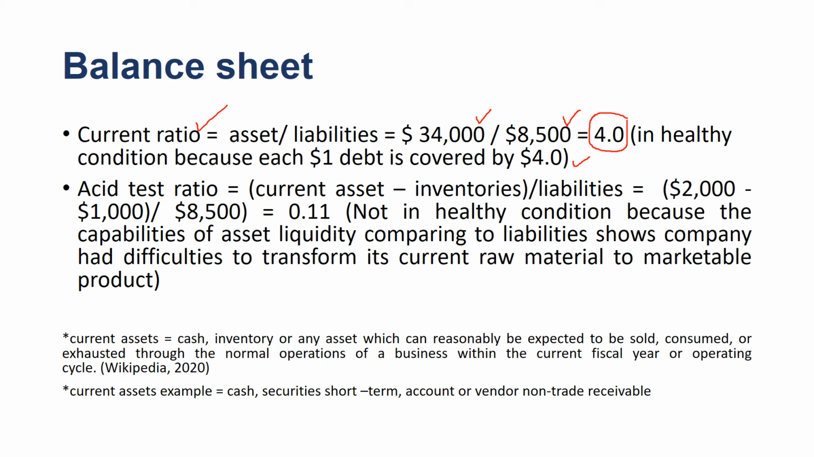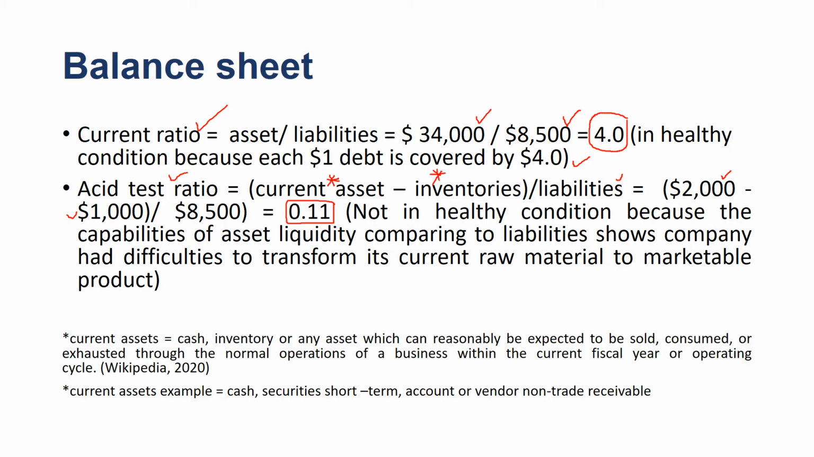However, if we calculate the acid test ratio, it is based on the current assets minus the inventories, divided by our liabilities. So you see that 2,000 from our cash, minus 1,000 from our inventories, divided by 8,500 ringgit from our liabilities, we will get 0.11 as the acid test ratio. Why is this?